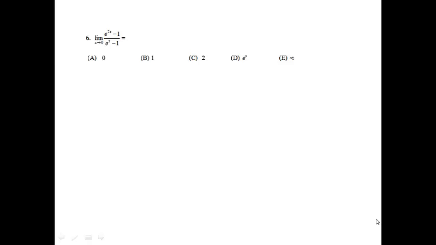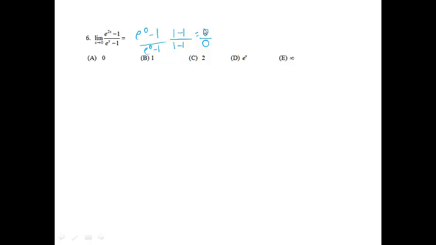Problem 6, find the limit as x approaches 0 of e to the 2x minus 1 over e to the x minus 1. First thing that we always want to try to do is just plug in 0. So if I plug in 0, I'm going to get e to the 0 minus 1 over e to the 0 minus 1. That gives me 1 minus 1 over 1 minus 1, and that equals 0 over 0.